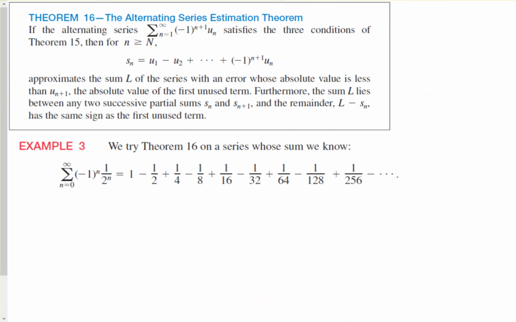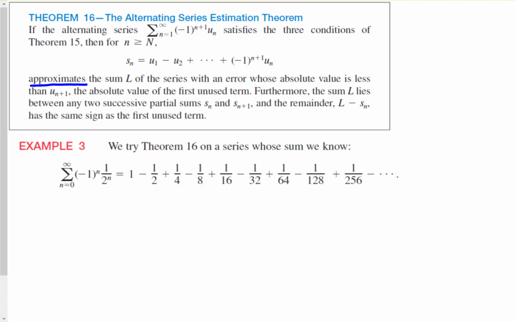Alternating series estimation theorem. If the alternating series satisfies the three conditions of theorem 15, then for n greater than or equal to capital N, the sum S sub n, u1 minus u2 plus dot dot dot, all the way up to u sub n, approximates the sum of the series with an error whose absolute value is less than u sub n plus 1, the absolute value of the first unused term. Furthermore, the sum lies between any two successive partial sums. Okay, so we tried theorem 16 on a series whose sum we know.